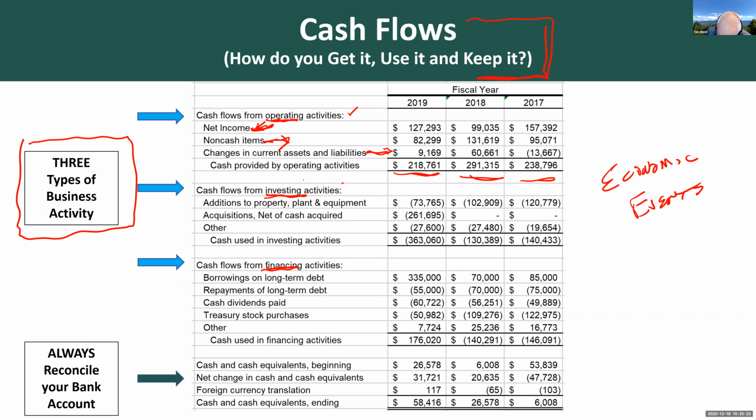I'm going to use it, okay, by investing in things. So if I buy more property and equipment, okay, if I acquire a company, all of those things are investing activities.